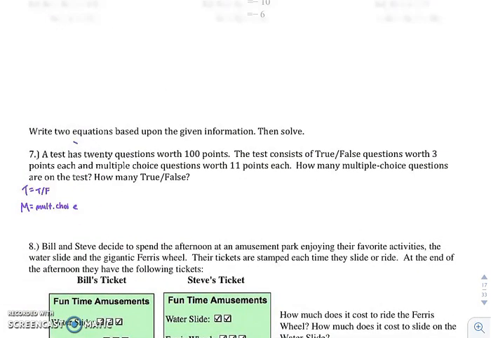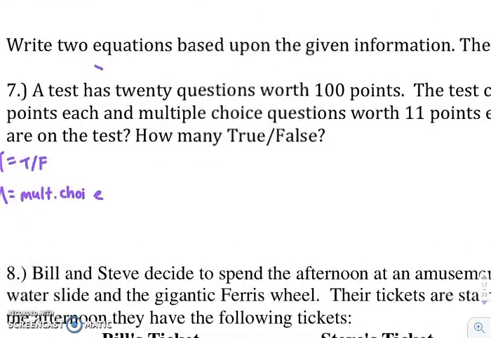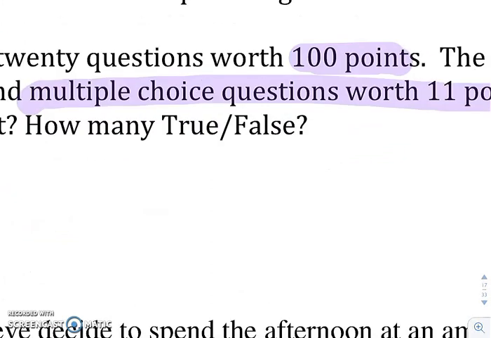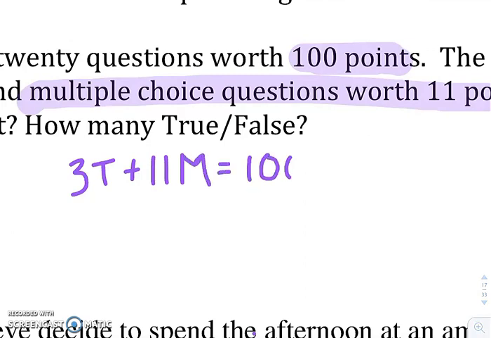So if we try to set up our two equations, we really need an equation for the number of questions, and then an equation for the points on the test. The first equation could be our point total. We know that the test has 100 points. The true/false are 3 points. The multiple choice are 11 points. So 3 points for each true/false, plus 11 for each multiple choice has to equal that 100 total points on the test.